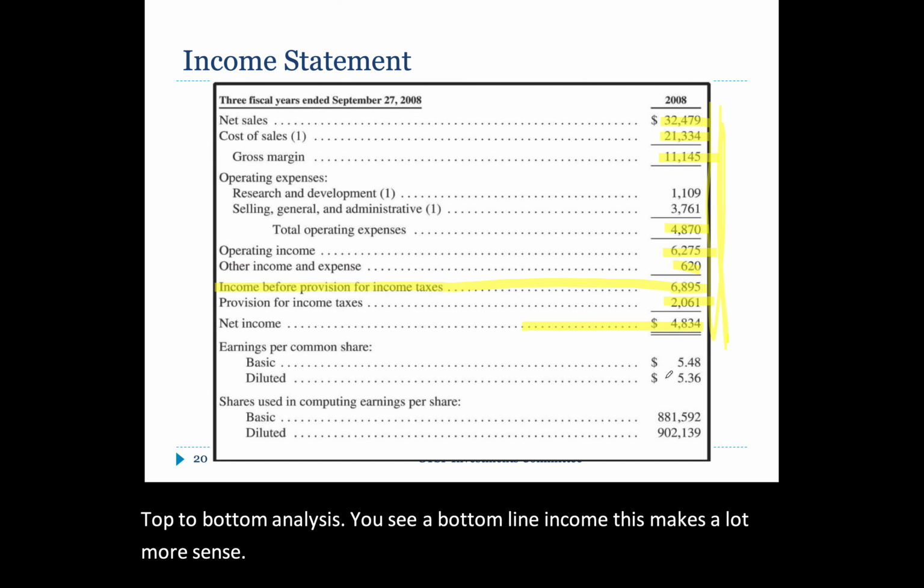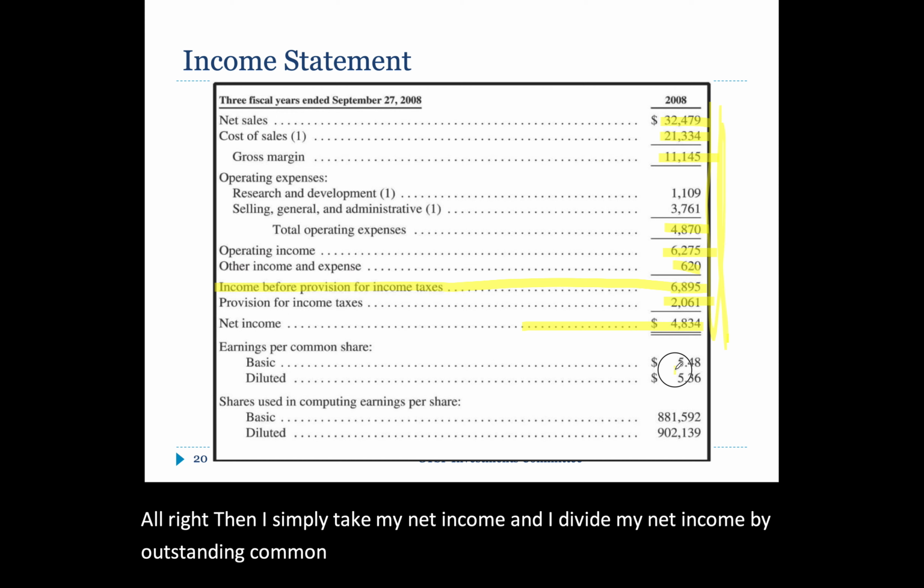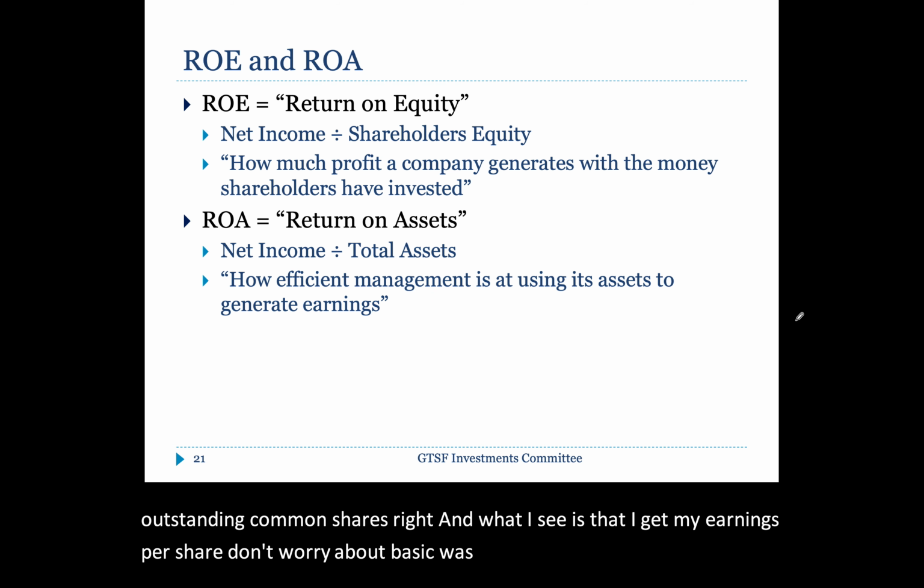Alright, then I simply take my net income and I divide my net income by outstanding common shares, right? And what I see is that I get my earnings per share. Don't worry about basic versus diluted, we can talk about that later.